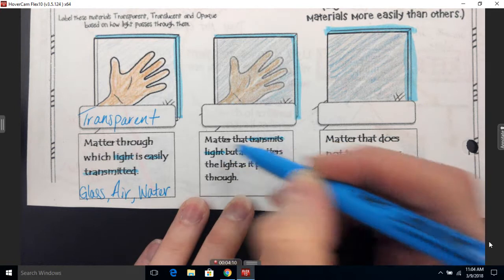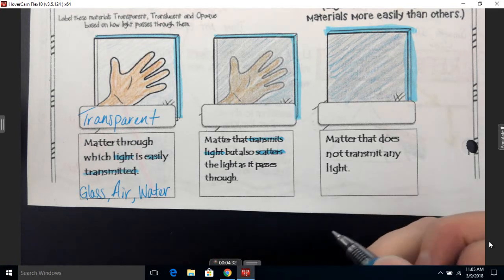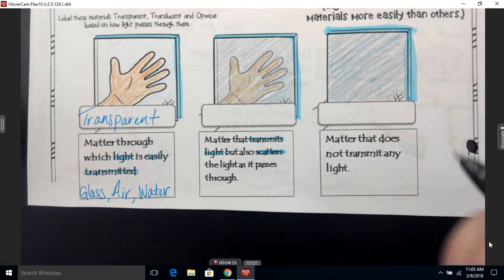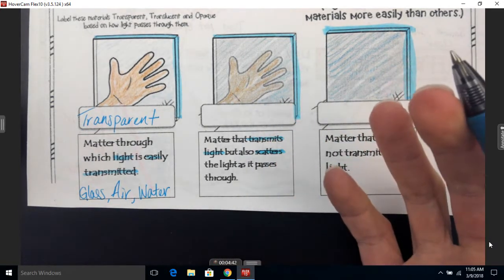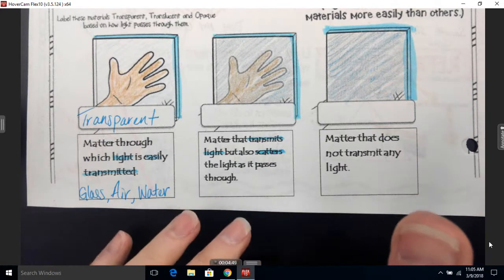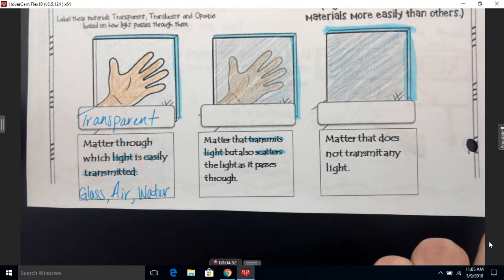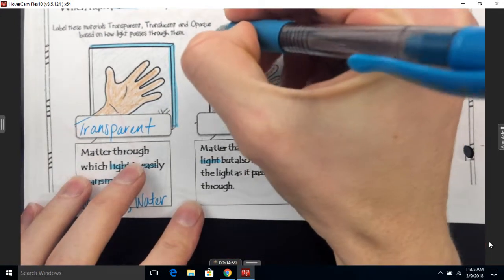Matter that transmits light but also scatters it. Remember the other day I told you about scattering? What does the light do when it scatters? It goes all kinds of different directions. If I said scatter, y'all would just all run different ways. That's what's going to happen here. The light's going to go through, but after it goes through, it goes different directions, so we don't get that clear of an image. Usually our image is going to be fuzzy.